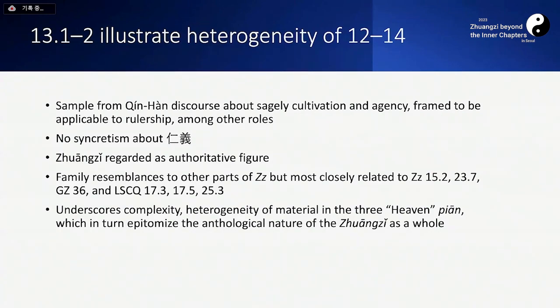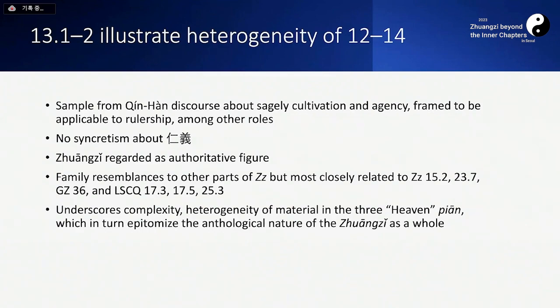It regards Zhuāngzǐ as an authoritative figure, and so it quotes him and puts some words in the mouth of Zhuāngzǐ. It attests that some of the material now found in Piān 6 was already attributed to Zhuāngzǐ as an authorial namesake. It presents views that share family resemblances with, but are clearly distinct from views about action and agency found in other parts of the Zhuāngzǐ corpus. And in fact, these views are more closely related to certain sections of the Lü Shi Chunqiu and the Guanzi than they are to much of the other Zhuāngzǐ material.